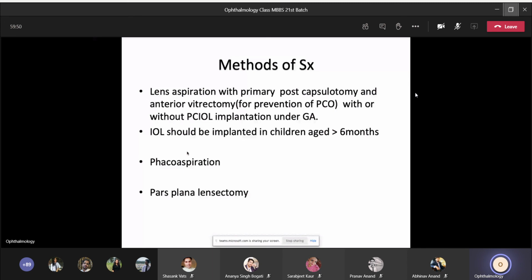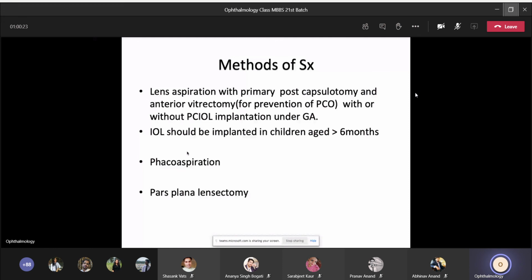Sometimes to aspirate the lens, we can use the phaco machine. This procedure is known as phaco aspiration. Sometimes we can go through the pars plana approach, and using that approach we can remove the lens as a whole. That is known as pars plana lensectomy. So these are the procedures which are done for congenital cataract.